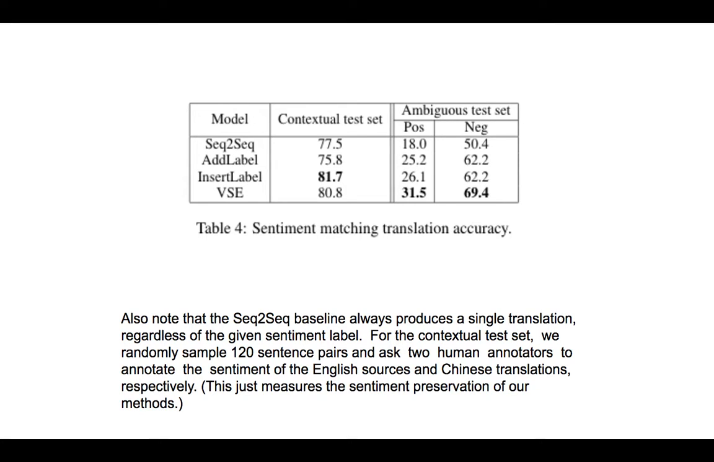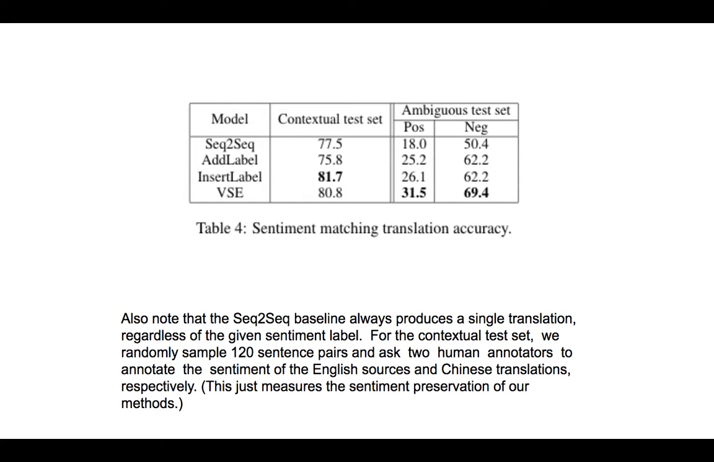So these are the results. For the sequence-to-sequence baseline, only one translation is generated. The translation will be the same for both positive and negative, because it can't take a sentiment label. In this baseline, we can see the negative accuracy is higher than the positive accuracy, because in the ambiguous test set, the more ambiguous sentences tend to be negative.